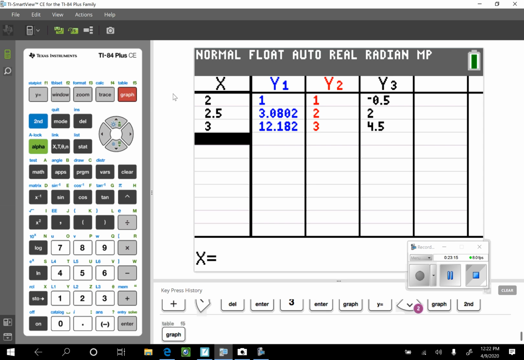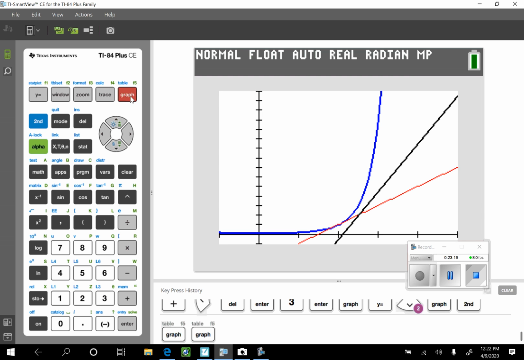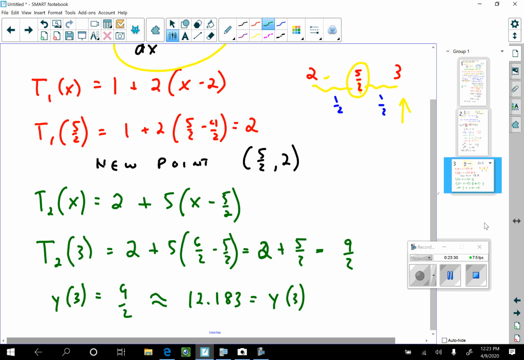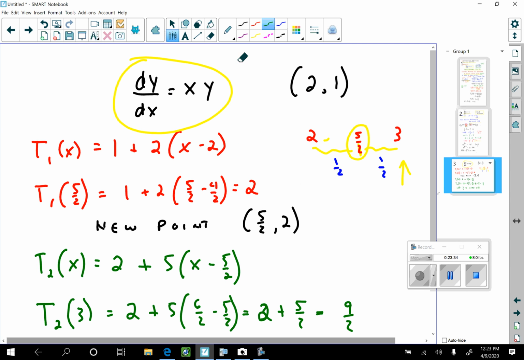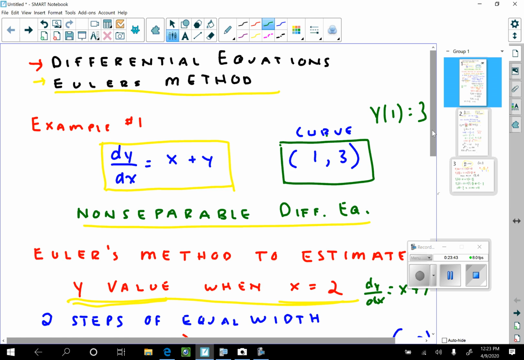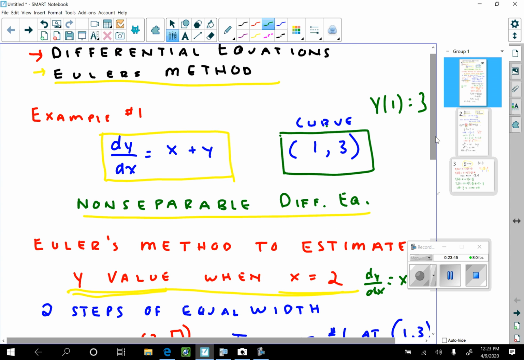If you use Euler's method, you're going to use it on a differential equation that you will not be able to solve. This particular example is a differential equation that you can solve. So when you use Euler's method, it's going to be more like this. I just wanted to throw an example in there.